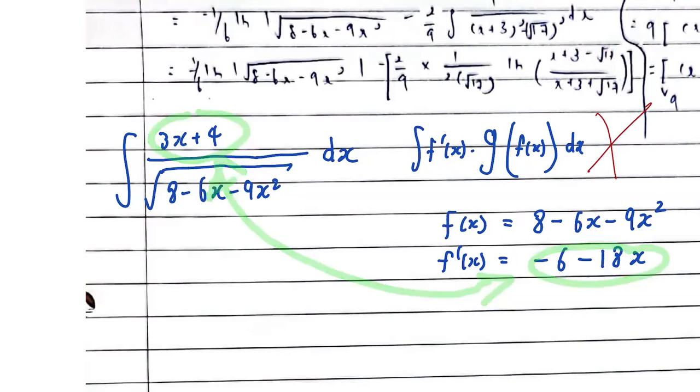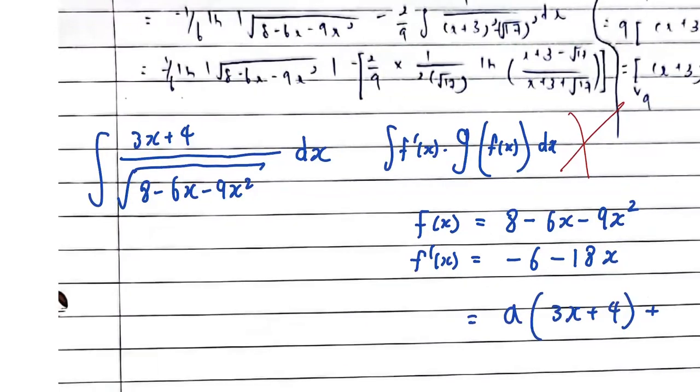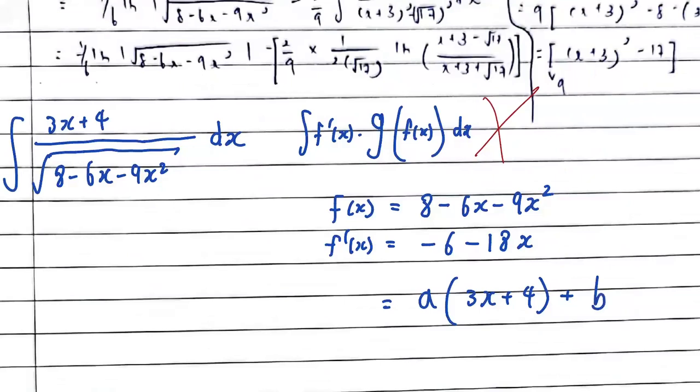Can, by rewriting it as some a multiplied by 3x plus 4 plus b. This is a trick you should know. You can always rewrite it in this format. You just need to figure out what's a, figure out what is b. Okay, how can we do that? Let's see. Oh, sorry, no, it should be the other way around. The numerator, we start with 3x plus 4. I want to rewrite it as a times of -6 minus 18x, plus b.